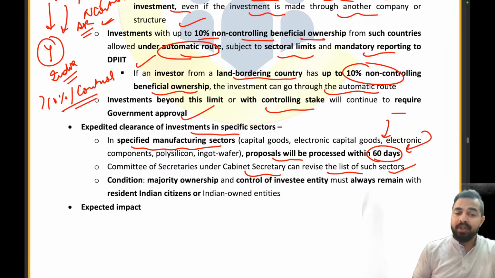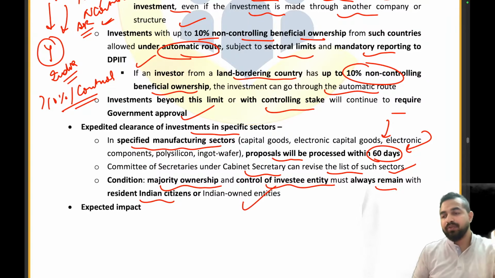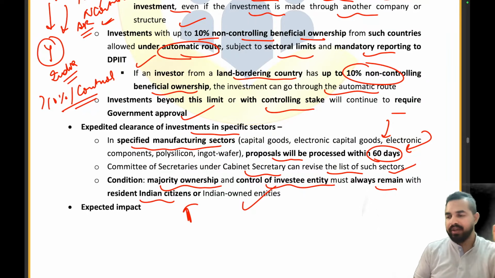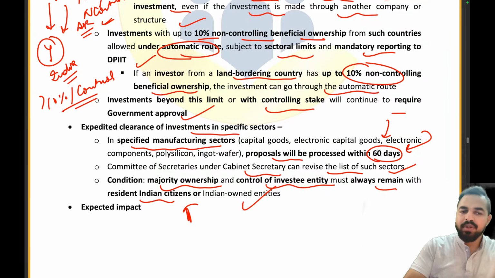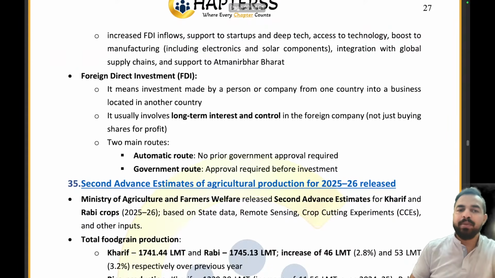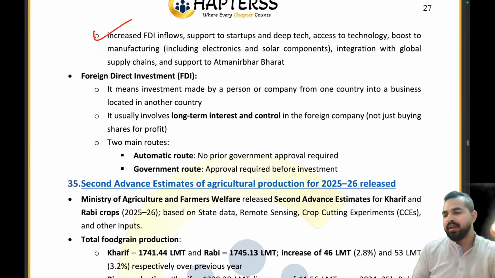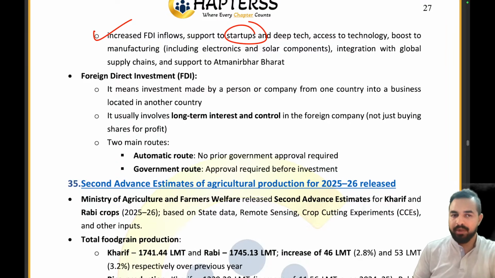The condition is that majority ownership and control of the investee entity must always remain with resident Indian citizens or Indian owned entities. But we have to ensure one condition here. What is that condition? The majority of the ownership must reside with resident Indian citizens only. That's it. Only then will we allow the 60 days timeline. Understood? So what will be the impact of that? There will be increased FDI inflow in our country. We will get support for startups and deep tech startups. Now what is FDI? We have already discussed it. Let me again just read it for all of you.